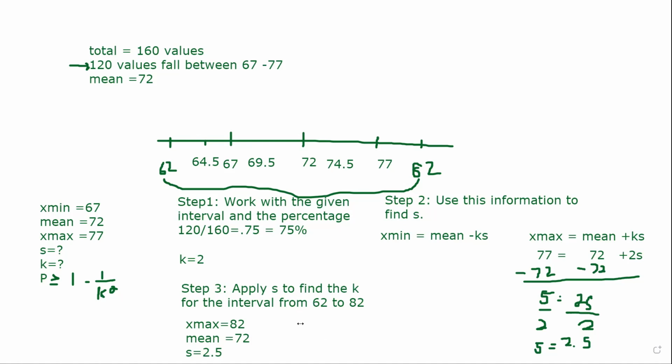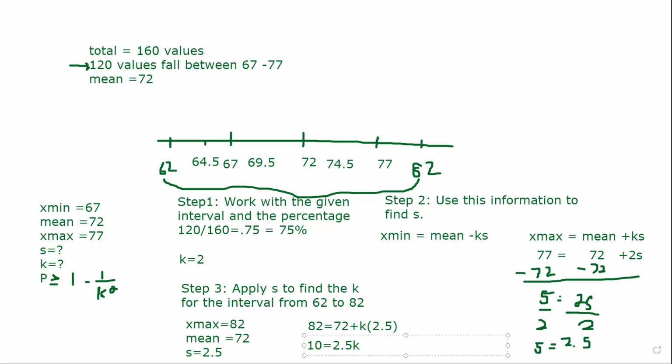So this is going to give us, I'm going to use the right side again. 82 is equal to 72 plus. Now remember, I don't have K for this interval, but I do know that S is 2.5 units. Okay, so this is step three now. So now I'm going to skip a step. I'm going to subtract 72 from both sides, but 82 minus 72 is 10. And this is equal to 2.5K.